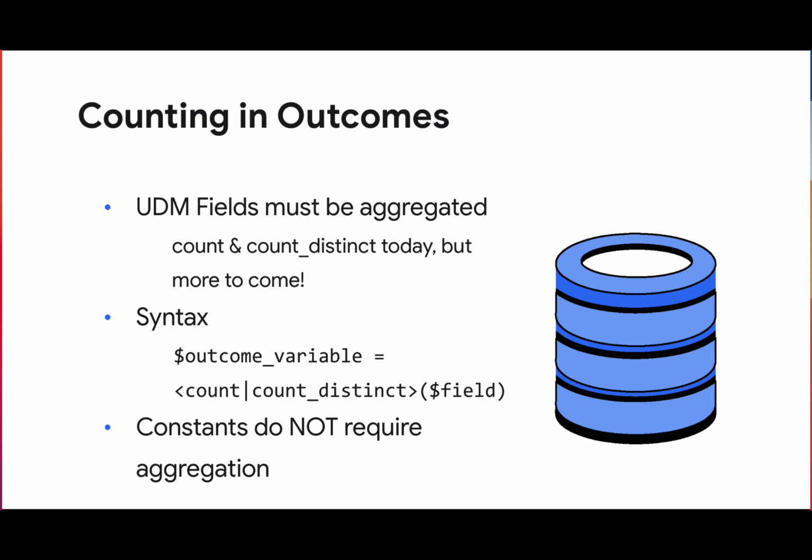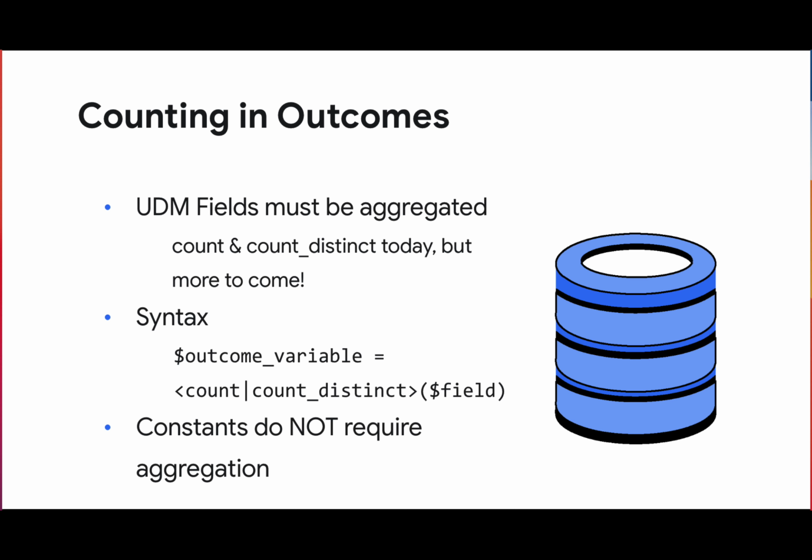Today, we will cover two aggregation functions that can be used within the outcome section, count and count distinct. There are a number of other functions and we will get to them, but for this video, we will focus on these two. It's important to understand that when working with multiple events in a rule, all outcome variables that contain UDM fields must have an aggregation associated with them. The syntax we will use is the outcome variable equals count or count distinct, followed by the UDM field or a placeholder variable inside parentheses.